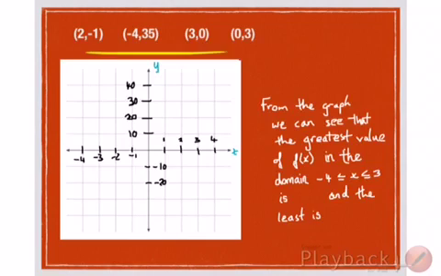So over here I've just rewritten my 4 points that I had from the previous page, and I'm just going to plot them. So 2, negative 1 is going to be just under the x-axis there. Okay, and negative 4, 35 is going to be up here. So 2, negative 1 is just going to be there. Negative 4, 35 is going to be about there. 3, 0 is going to be my x-intercept, and 0, 3 is going to be my y-intercept.